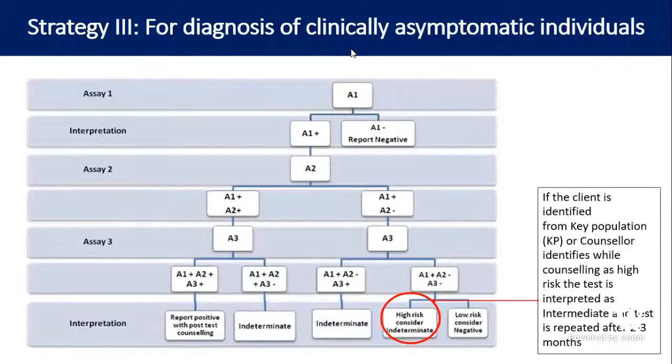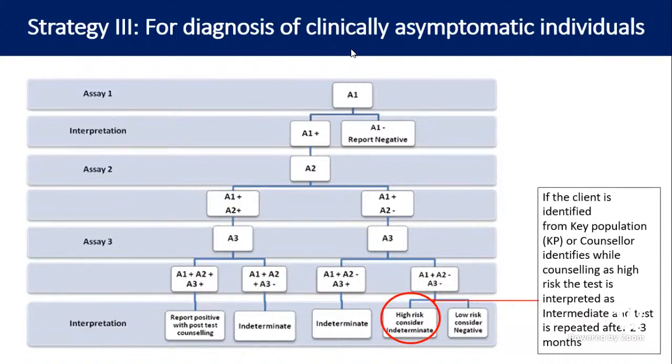Next. So let us look at strategy 3, which is the strategy under the program for diagnosis of clinically asymptomatic individuals, meaning the person does not have any symptoms related to the HIV disease, but the patient or client has presented from the ICTC for a sampling. The first assay, or assay number 1, is most important. So you do a first assay.